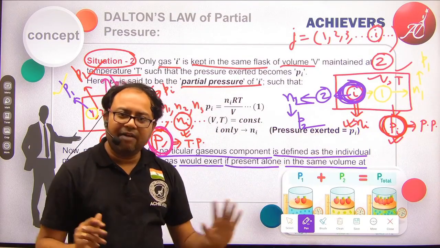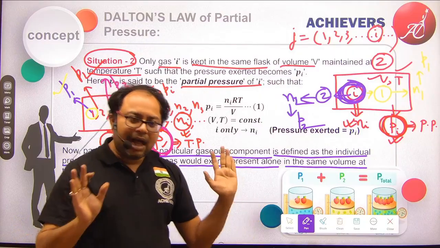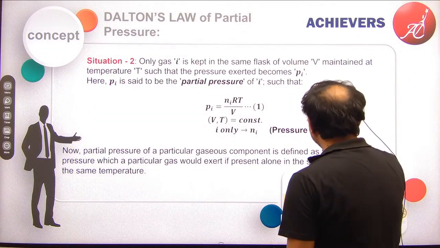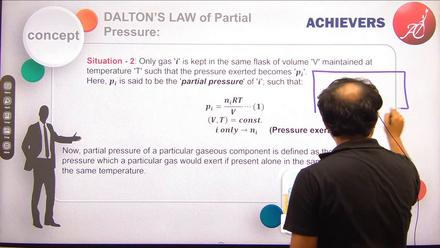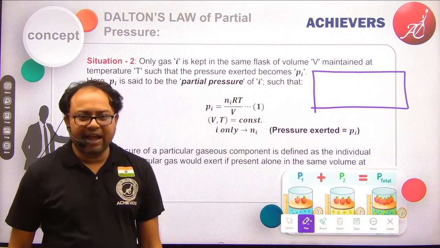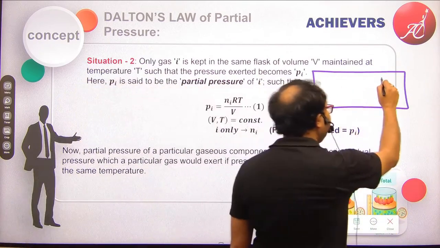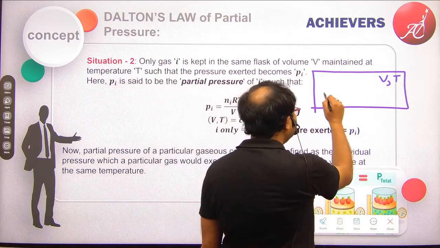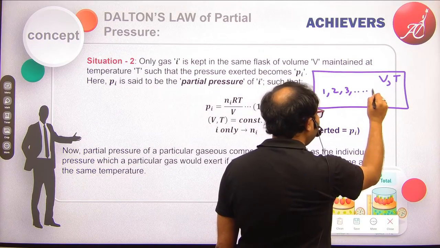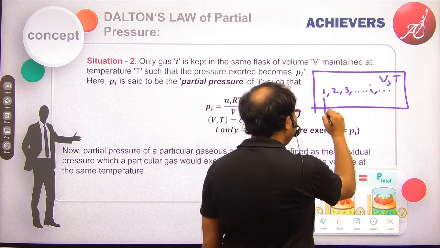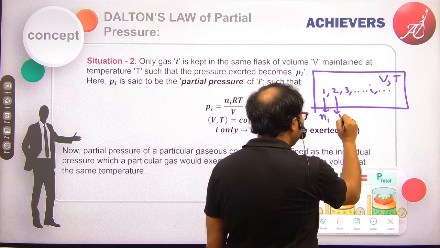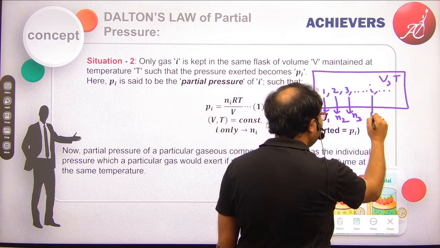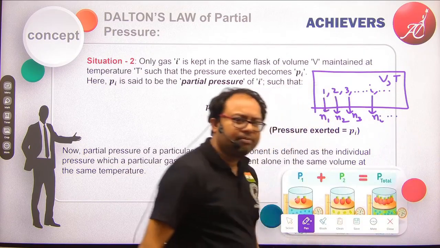Okay. So we have understood the meaning of partial pressure. Now let us solely focus on situation 1. So in situation 1, what do you have? Again, let us draw it. In situation 1, we have a flask of constant volume V maintained at constant temperature T. It contains all the gases 1, 2, 3, etc., i. Number of moles of gas 1 is N1. Number of moles of gas 2 is N2. Number of moles of gas 3 is N3. Number of moles of gas i is Ni, and so on.